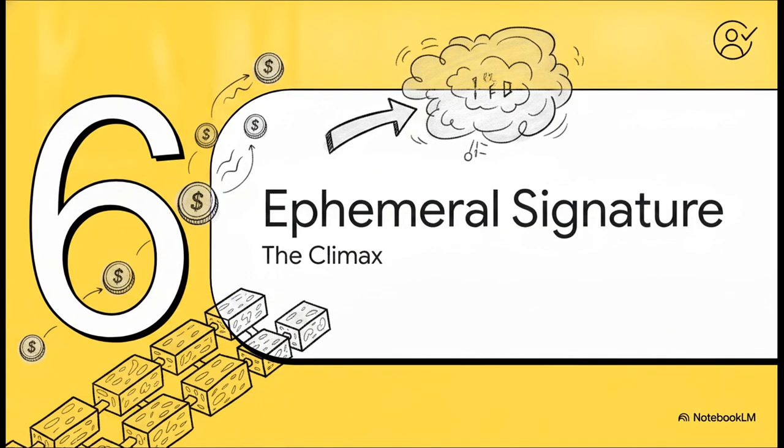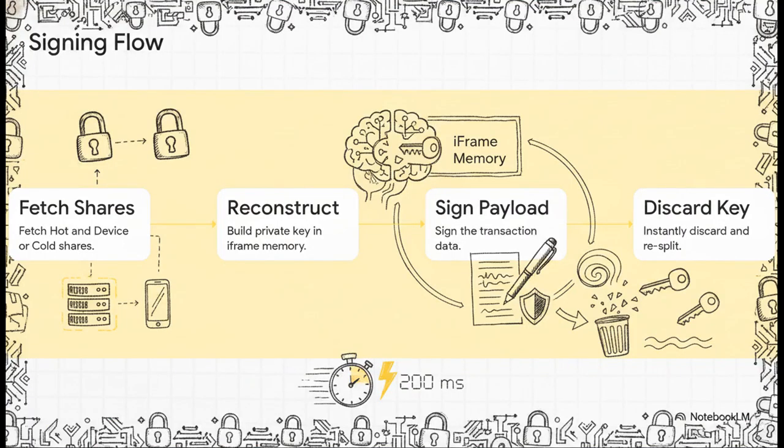Which brings us to Section 6, the ephemeral signature, the climax. Our user is logged in, their shares are ready. It's time to actually sign a blockchain transaction. Let's move to the actual signature process and see how this builds into an incredibly fast, secure sequence.